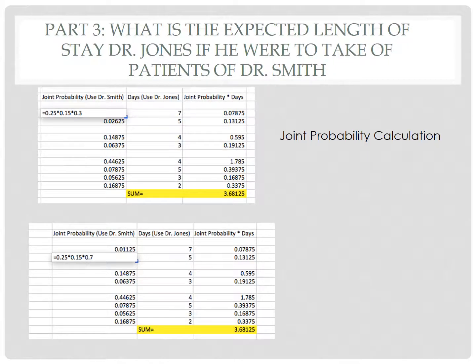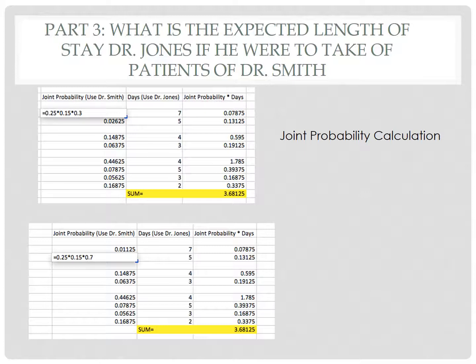As you can see, when finding the expected length of stay for Dr. Jones if he were to take care of Dr. Smith's patients, the first two joint probabilities are different. We must multiply 0.25 and 0.15, which come from Dr. Smith's decision tree, by 0.30, which comes from Dr. Jones's decision tree. This is because this corresponds to 7 days, which is Dr. Jones's days. For the second path, we must multiply 0.25 and 0.15, which is from Dr. Smith, all multiplied by 0.70, which is from Dr. Jones's tree. This is because the path corresponds to 5 days.